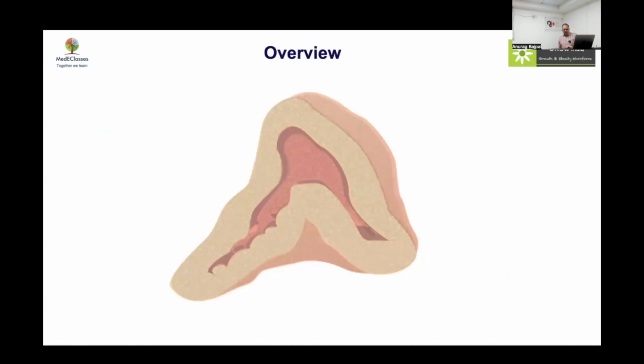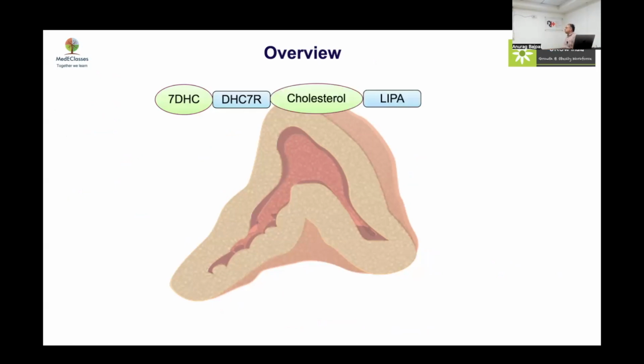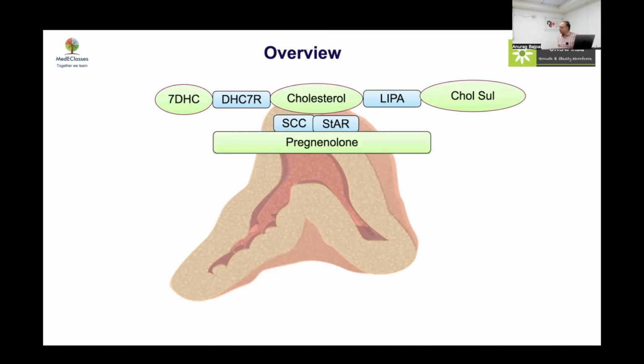So I think this will be the last one to summarize, and we'll use this slide again next time to really highlight the various defects. So you've got 7-DHC, which is being converted via DHCR7 into cholesterol. This cholesterol can then be sulfated and converted by the LIPA enzyme to cholesterol sulfate. Side chain cleavage and StAR is going to convert it into pregnenolone.